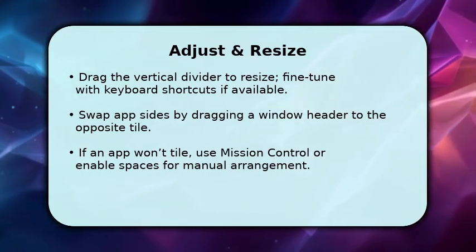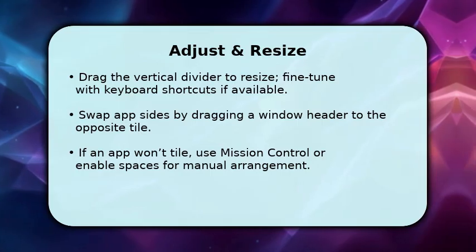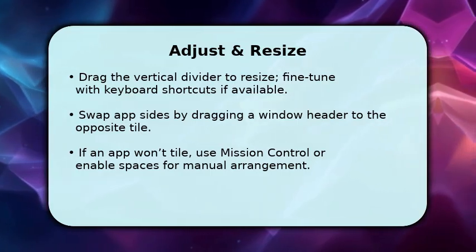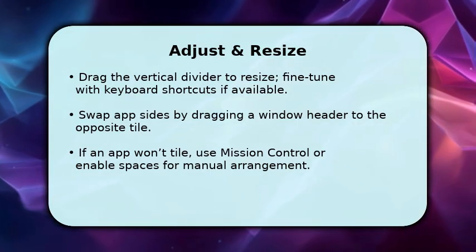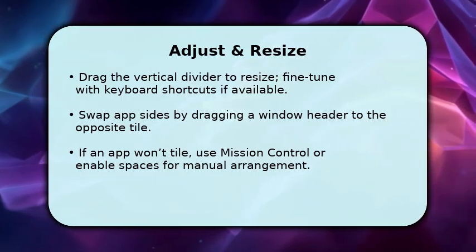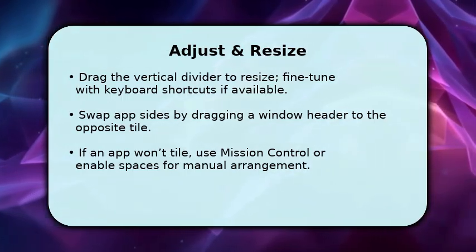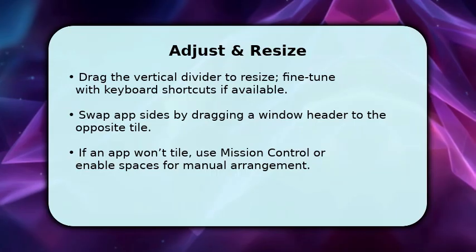Make sure to use app-specific keyboard shortcuts for precise resizing if you need equal halves or custom ratios. If you want to swap sides, drag the window's title bar into the other tile area, or use Mission Control to drag windows between spaces.